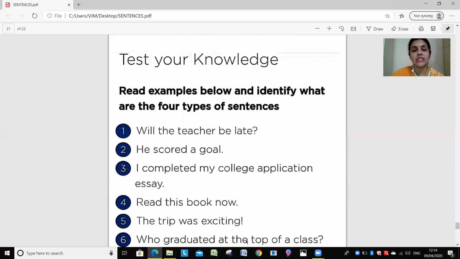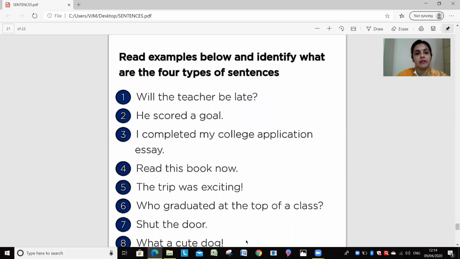Now here, test your knowledge. We have already done all types of sentences now. All kinds of sentences we have seen. Now it's time to test your knowledge. So read the examples below and identify what are the four types of sentences. Quickly read. Will the teacher be late?